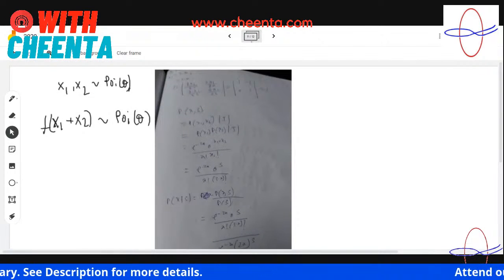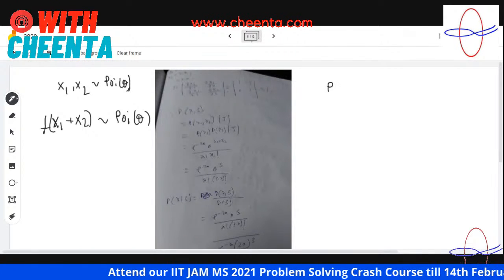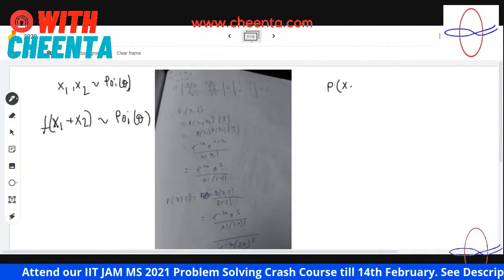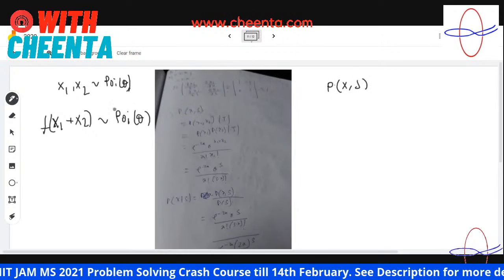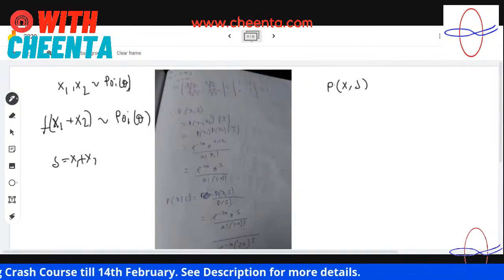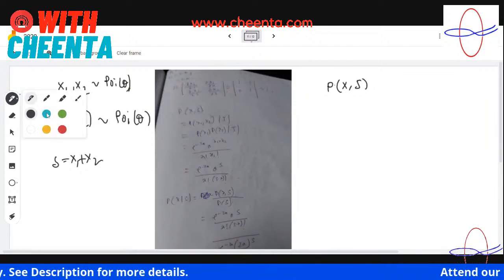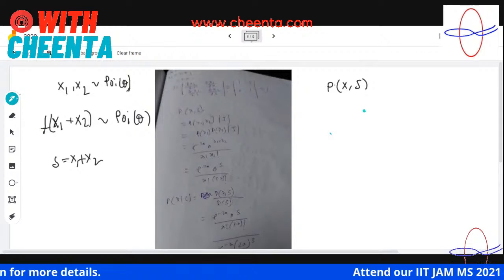So the Virgo has done this way. Yeah, perfect. So he has found the probability of X comma S, where S is equal to x1 plus x2. And therefore he has found out what? So let's see this.